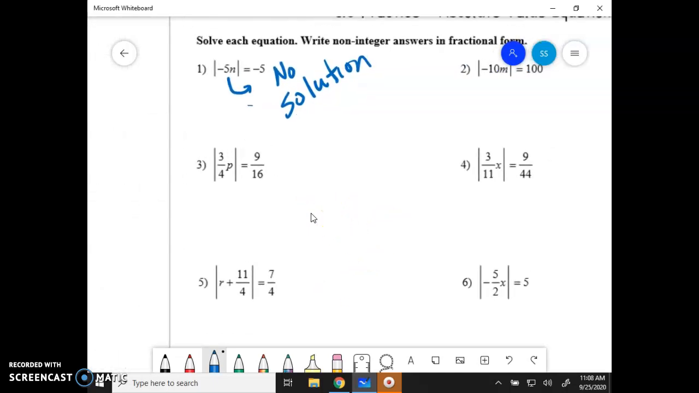Will there be a solution on this one? Yes, because this is positive. So we're going to set up two equations. We're going to remove the absolute value bars. The first step is really easy, and then the second one, we just set it up equal to its opposite, which would be negative 9/16. Oops, there we go. Yikes, there we go. 3/4 p. All right. So we've got the two equations. We're going to solve them both the same way.